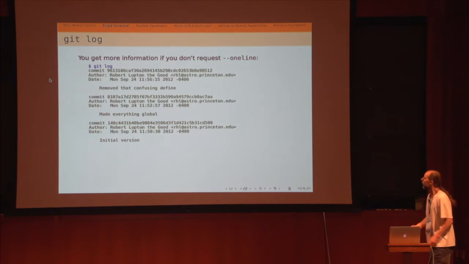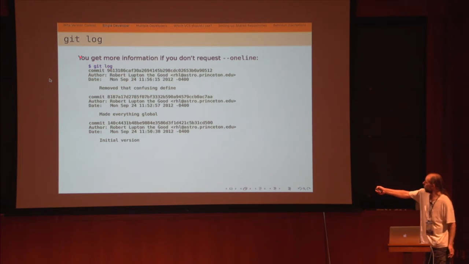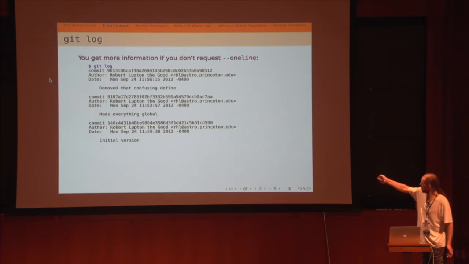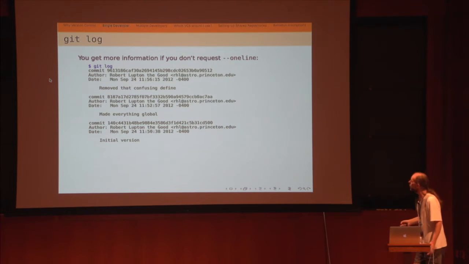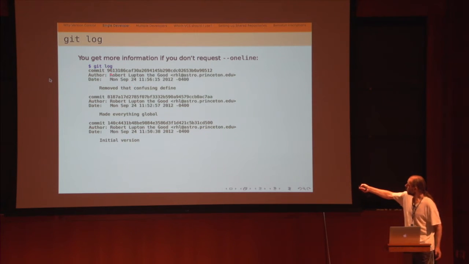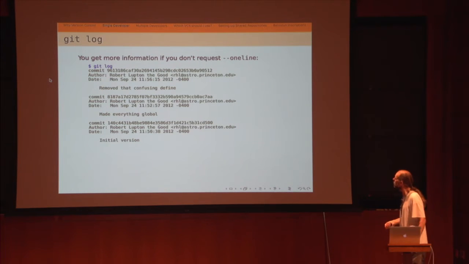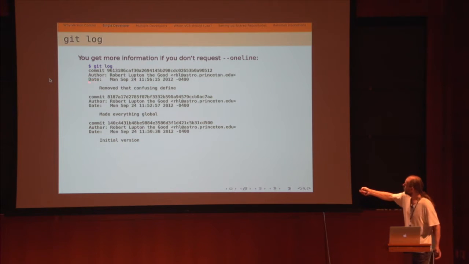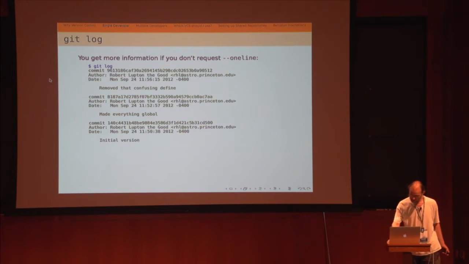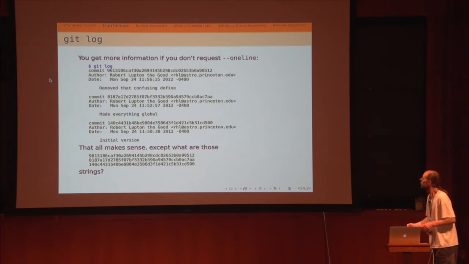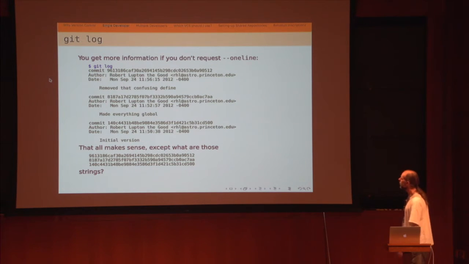So, now, when I typed git log earlier, I added this magic -1 line because I didn't want to see all this garbage. But when I type git log, I discover that the author was Robert Lupton the good. Robert Lupton the bad was eaten by a black hole. We conserved quantum numbers, so I got all the good ones. And obviously I did this ago in 2012 when I wrote that, and the message that I typed was remove that confusing define. So that's all pretty sensible, except what are these magic 9613186CAF30A, etc. strings?